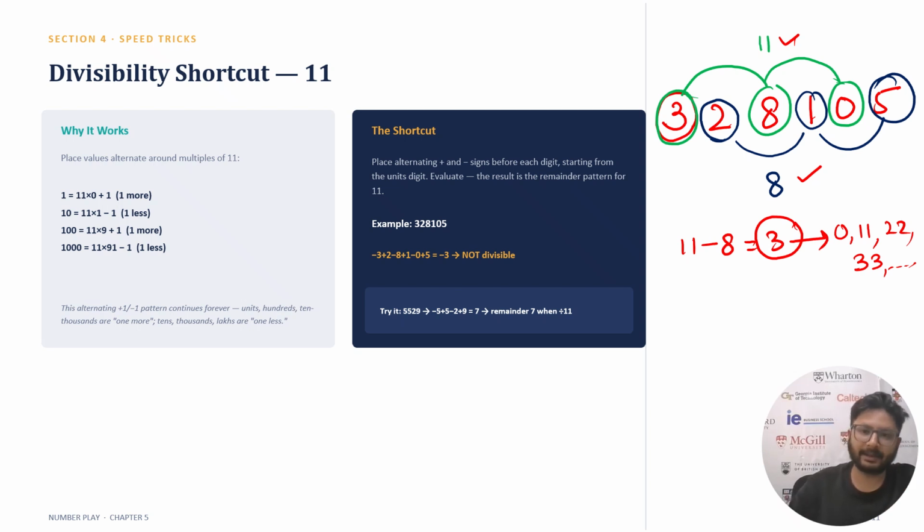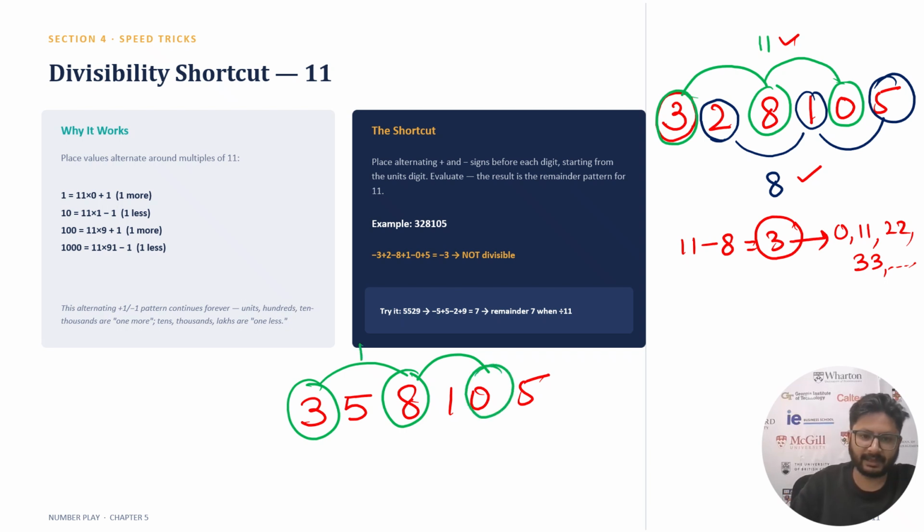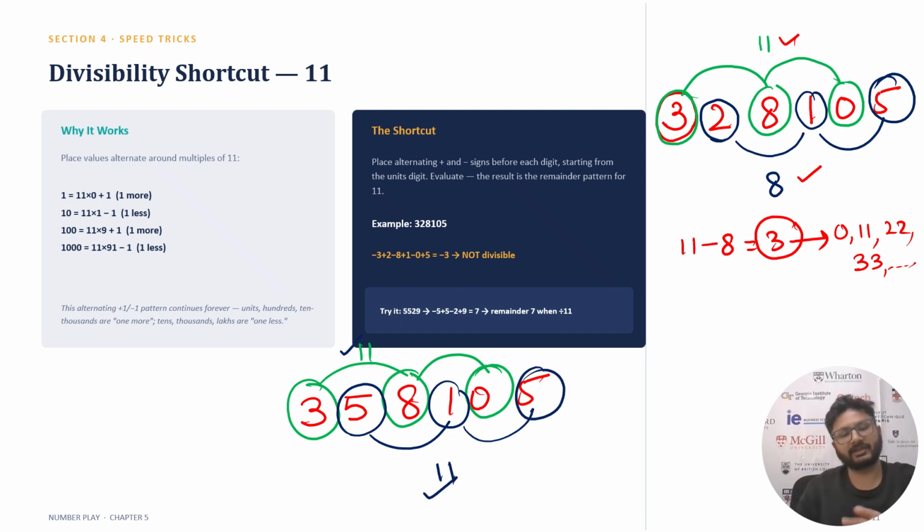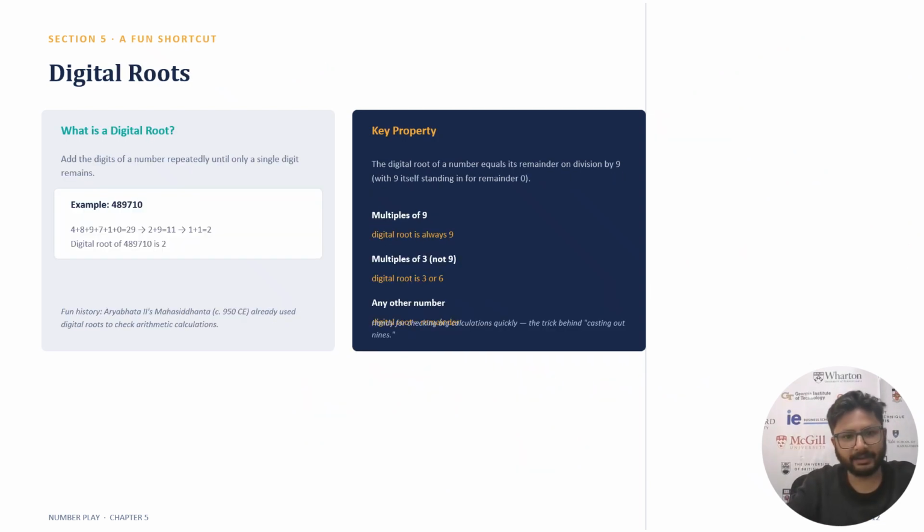Otherwise, it is not divisible by 11. For example, I take a number 358,105. So 3 plus 8, 11 plus 0, 11. There is another set: 5 plus 1, 6 plus 5, 11. Since the difference between the two summations is equal to 0, we can say that this number is divisible by 11. As simple as that.